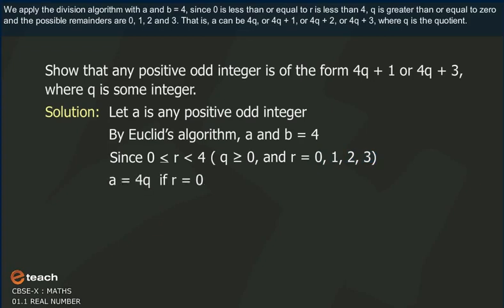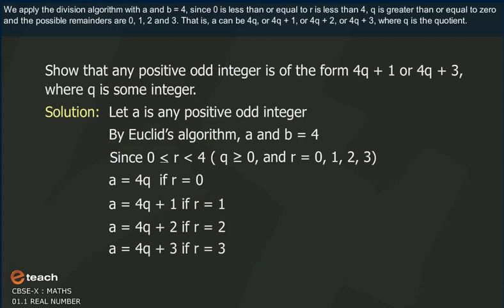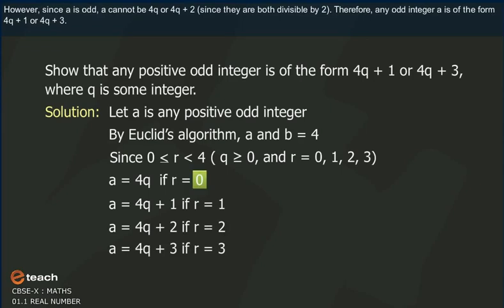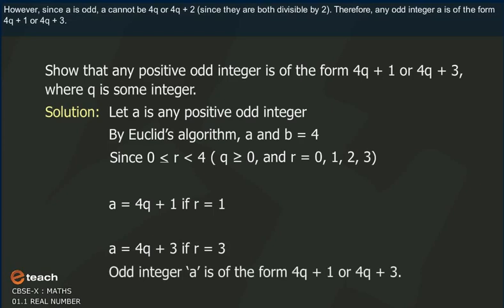That is, a can be 4q or 4q + 1 or 4q + 2 or 4q + 3, where q is the quotient. However, since a is odd, a cannot be 4q or 4q + 2, since they are both divisible by 2. Therefore, any odd integer a is of the form 4q + 1 or 4q + 3.